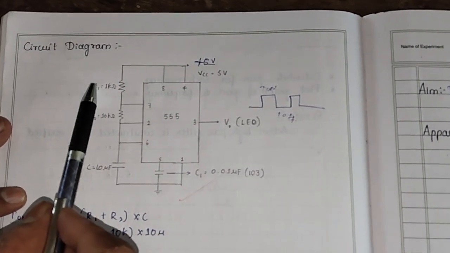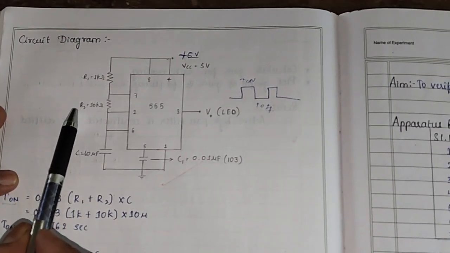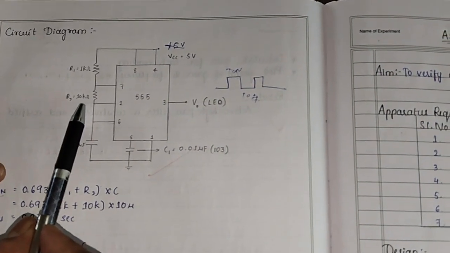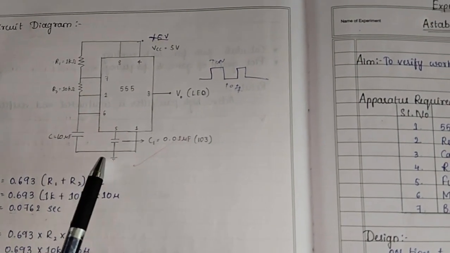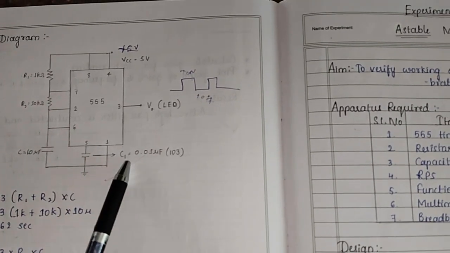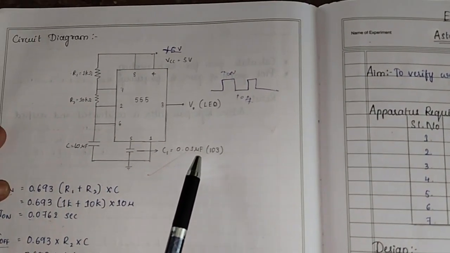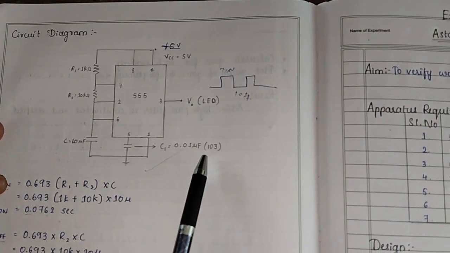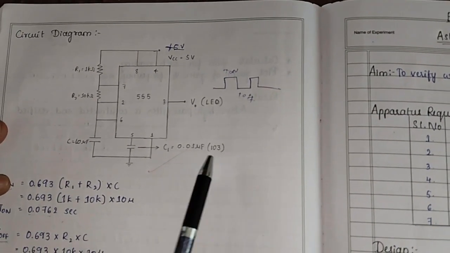Here R1 is connected between pins 8 and 7. Likewise R2 is connected, and it is 10 kilo ohm. Capacitor C is connected between pin 6 and ground, and capacitor C1, which is 0.01 microfarad, is a ceramic capacitor. On a ceramic capacitor it will be written as 103.